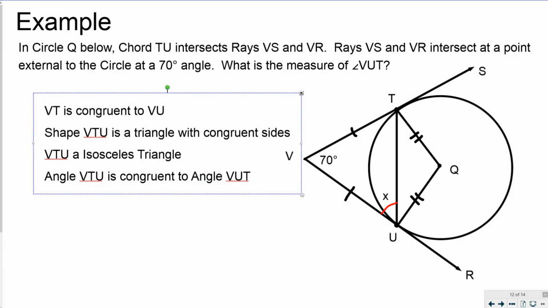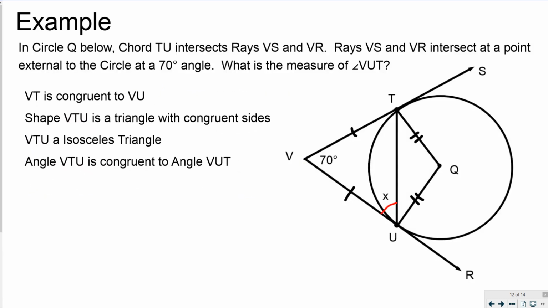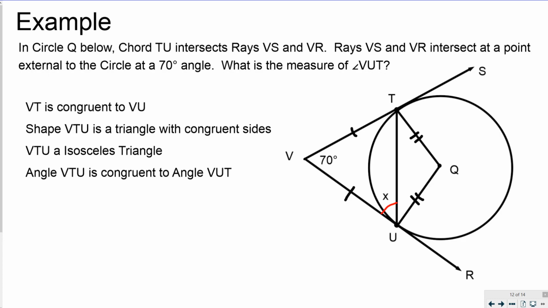Okay, so with all that information in play, we did a bunch of logical inferencing here. That means that I can mark this with an X as well. So in this shape here, and it turns out that the radius drawing was unnecessary, I would know that 70 degrees plus angle X would equal 180 degrees, since we're talking about a triangle.